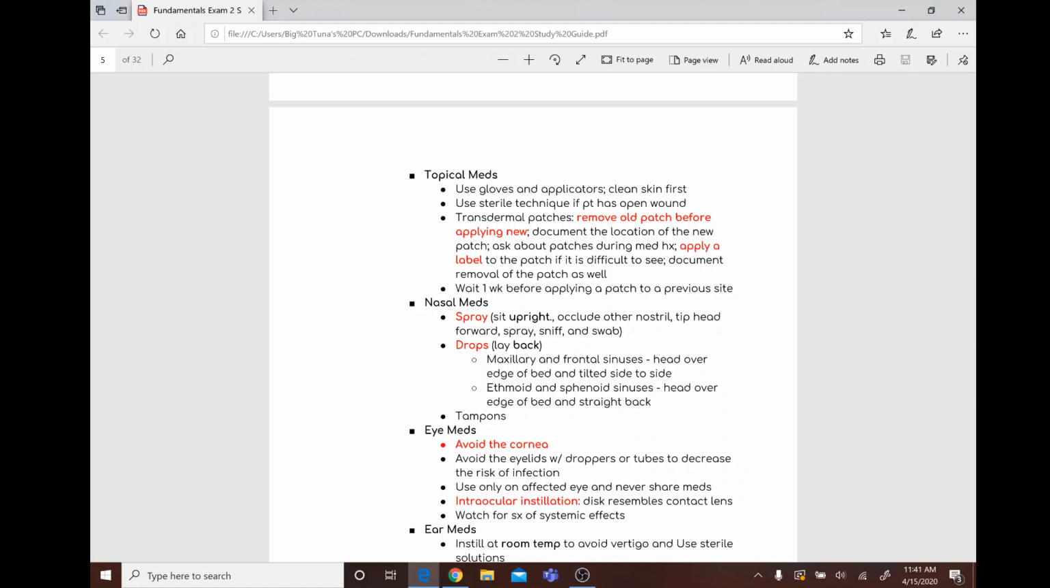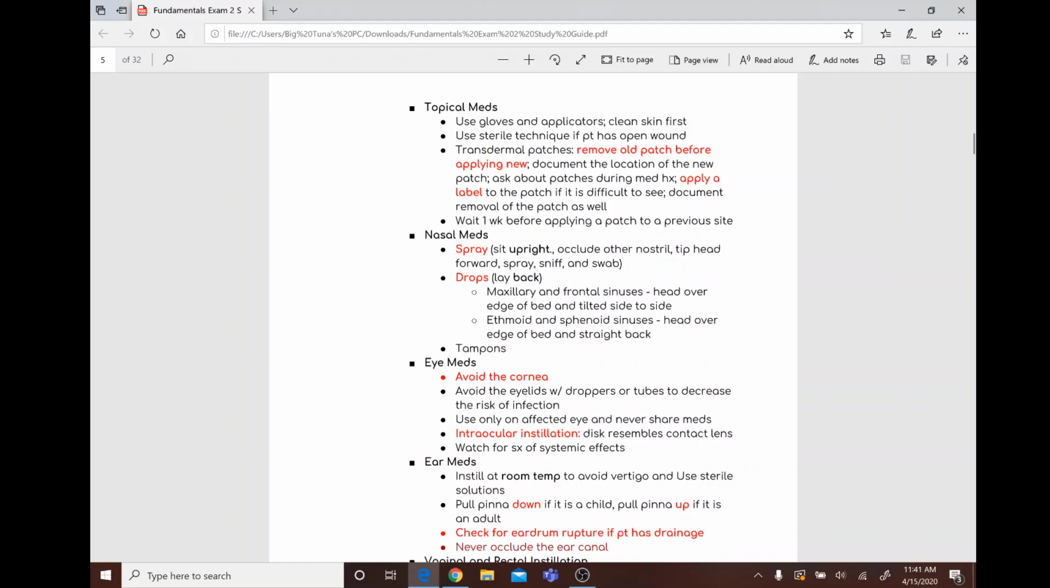Head over edge of bed and tilted side to side. How are we going to get the ethmoid and sphenoid sinuses? Head over edge of bed and straight back.